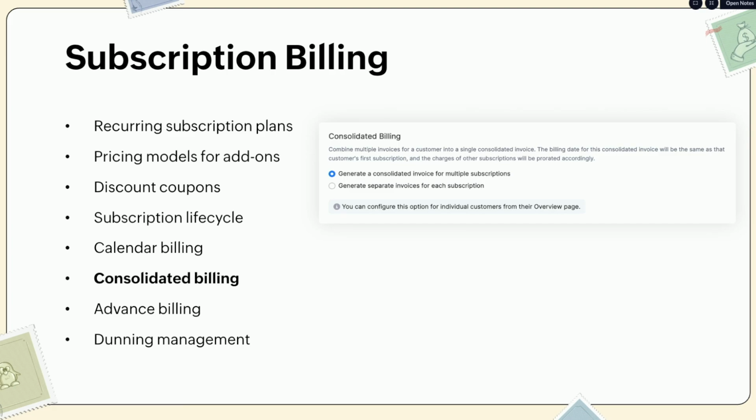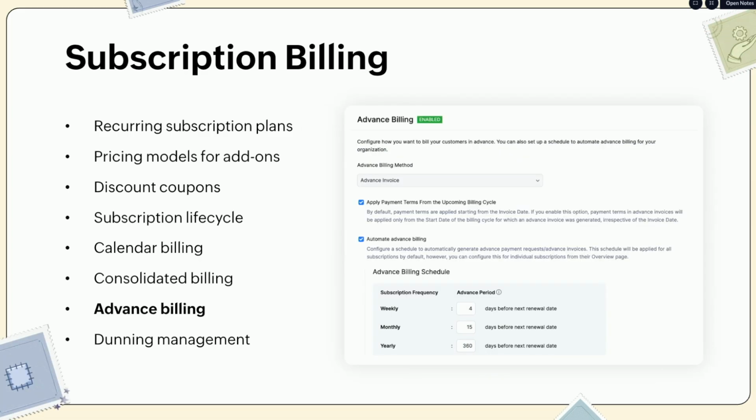So regardless of the day of the sign up, the customers will be able to purchase multiple products, but you'll be able to group them together and send a single invoice and charge them only once based upon the billing cycle. So that is consolidated billing. You will also have the ability to charge your customers in advance. So if you want to invoice your customers in advance, you can set up specific days before which you want to generate an invoice for your customers.